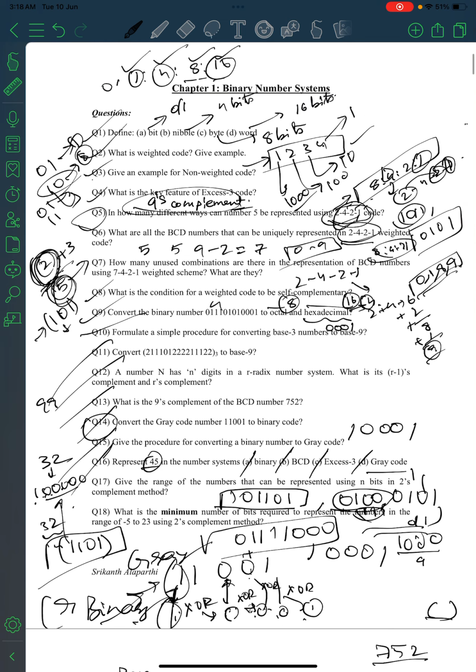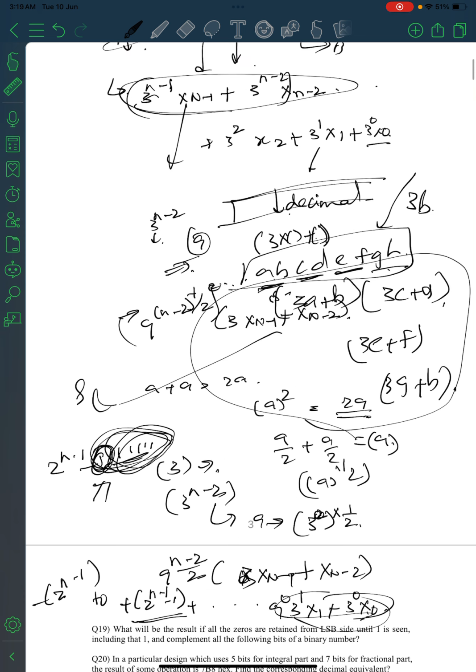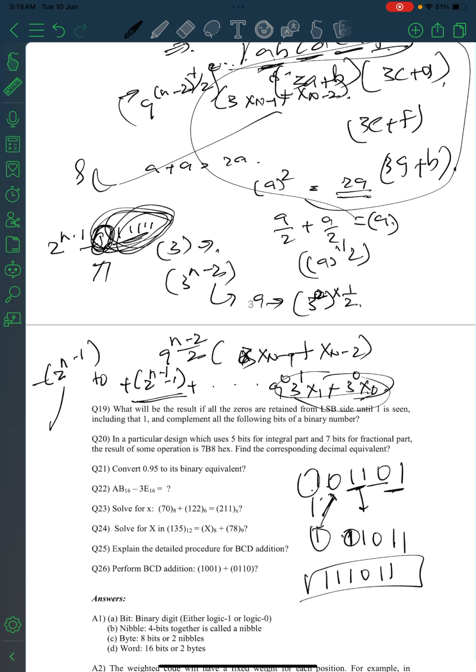Coming to the 18th question, what is the minimum number of bits required to represent the numbers in the range of minus 5 to 23 using the 2's complement method? It's the same math. We will be equating this to minus 5, and we get some number n greater than or equal to 6. So the minimum number is 6.